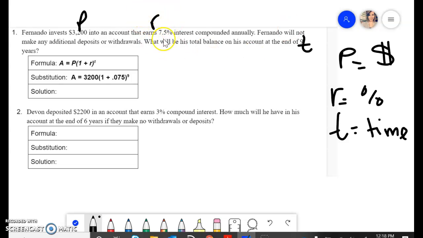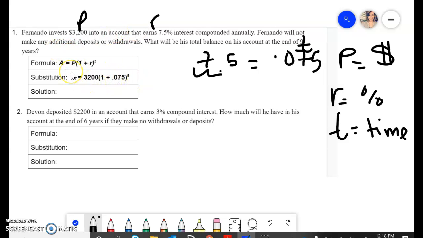The first thing I would do on all of these problems is change your R into a decimal. I know it looks like a decimal right now, but it is a percent. So 7.5 into a decimal, we would move it. That's what I always said. So that you have 0.075. Okay, that's written over here when it's already set up.